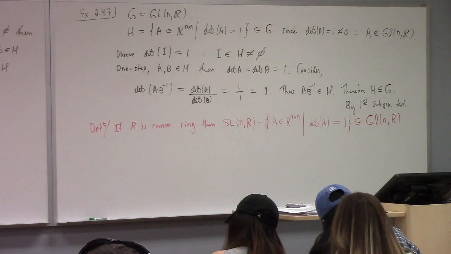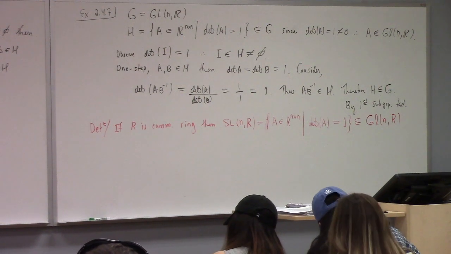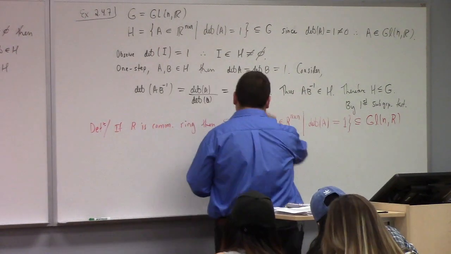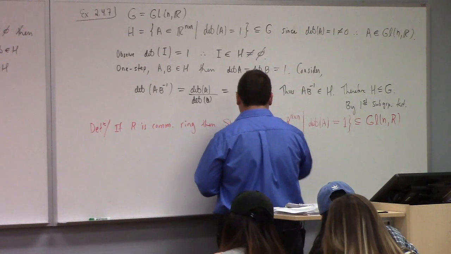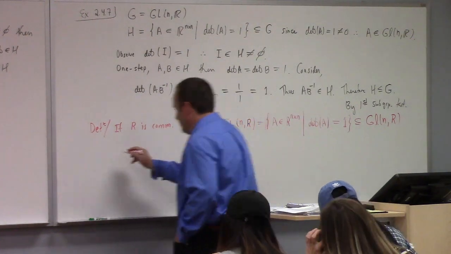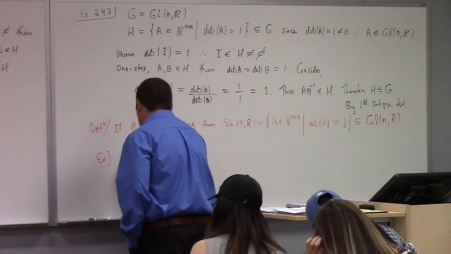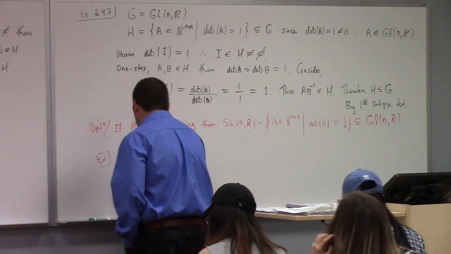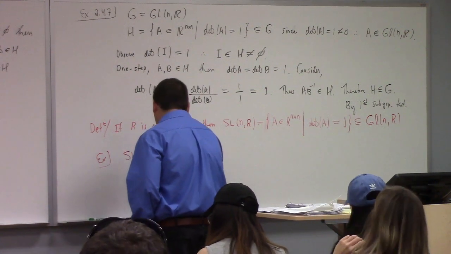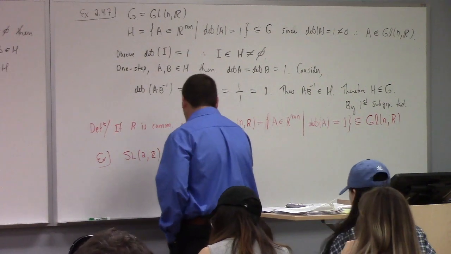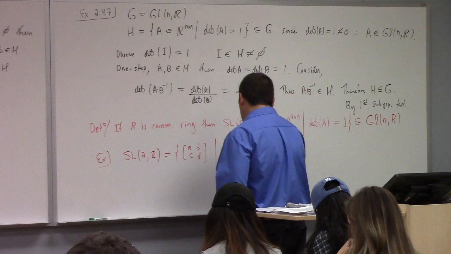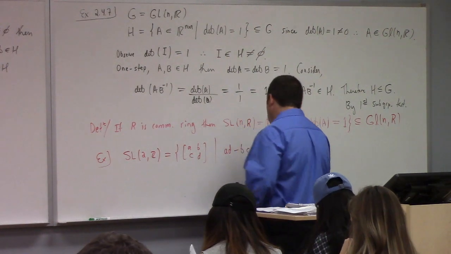Yes? For the SL_n(R), is that a regular R or like the real numbers R? So let's see here. For example, if we were to look at SL_2(Z), this would be a, b, c, d such that ad minus bc equals what?